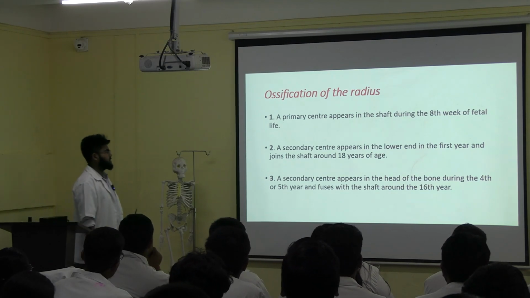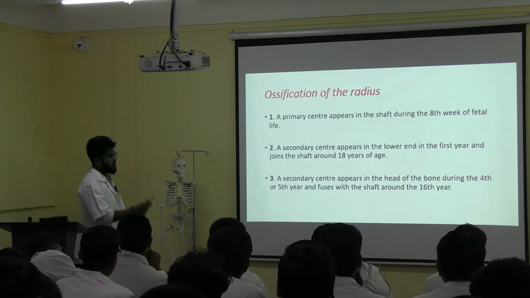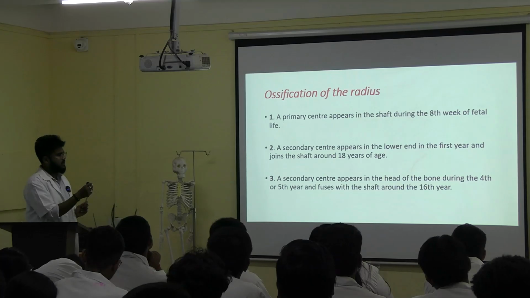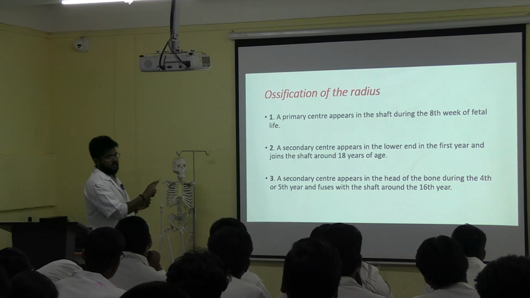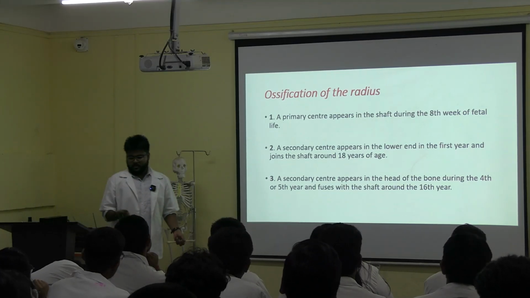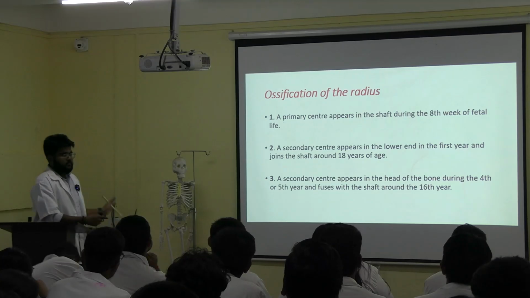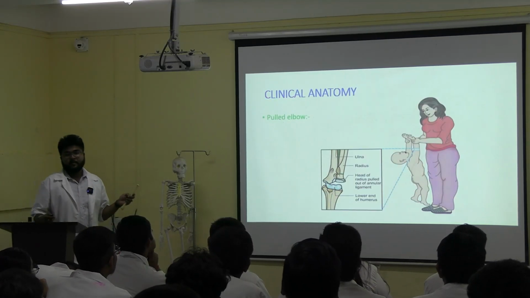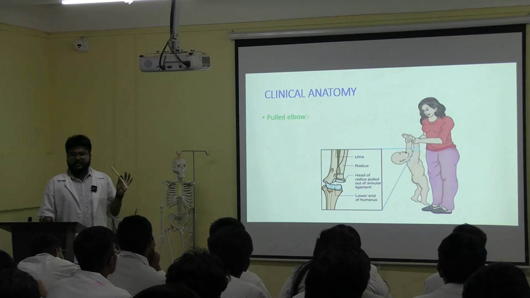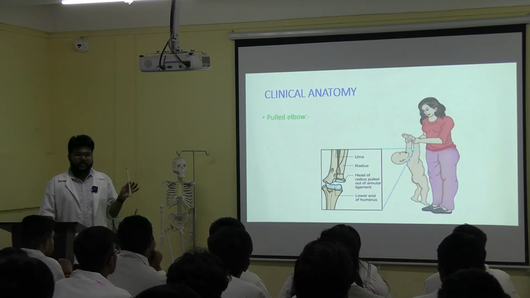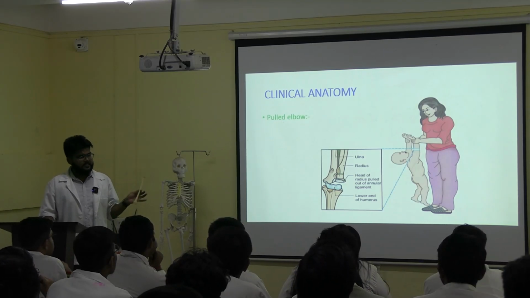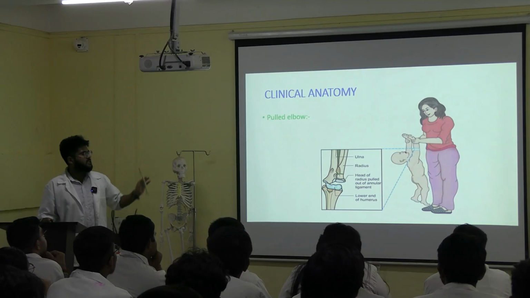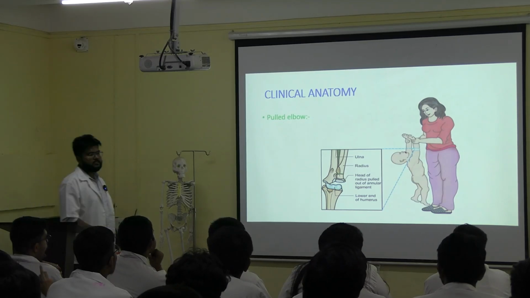Next, the secondary center appears in the head of the bone during the 4th and 5th year and fuses with the shaft at the 16th year. So first is mainly the anatomical position, location, a little bit of parts and the muscle attachment, then ossification, then the clinical anatomy. These questions come as short notes also.